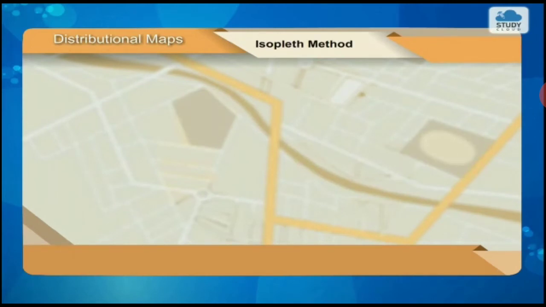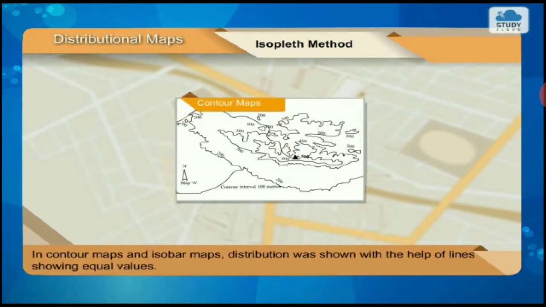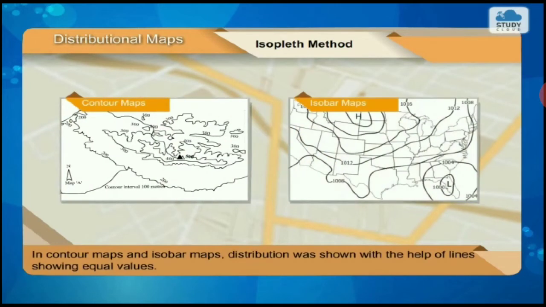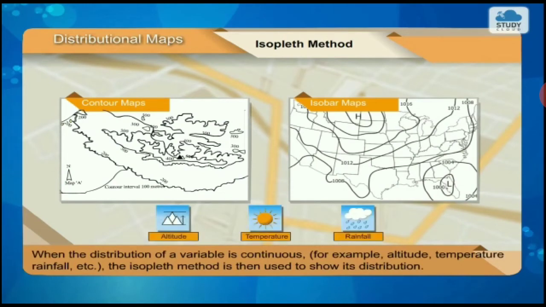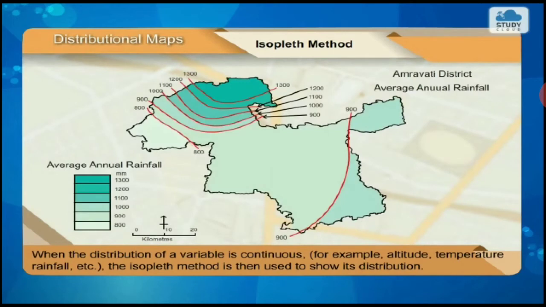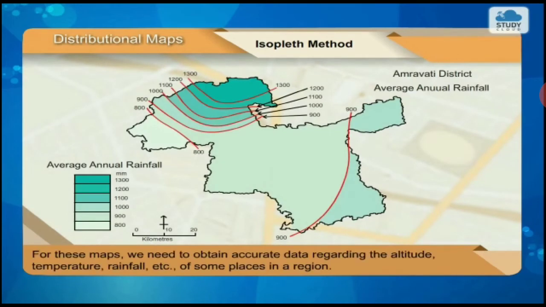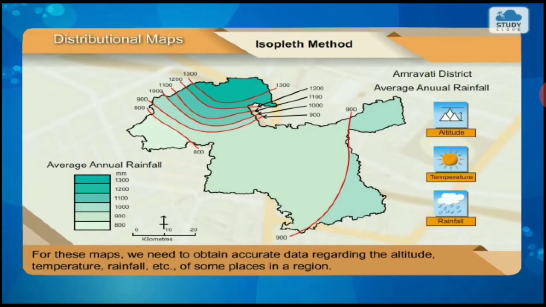Isopleth method, third. In a contour map or an isobar map, distribution is shown with the help of lines showing equal values. When the distribution of a variable is continuous, for example, altitude, temperature, etc., the isopleth method is used to show its distribution. For this map, we need to obtain accurate data according to the altitude, temperature, rainfall, etc. of some places in a region.